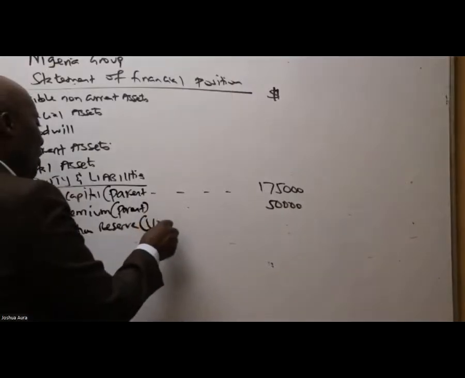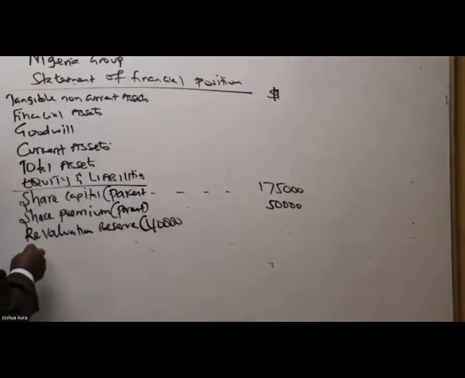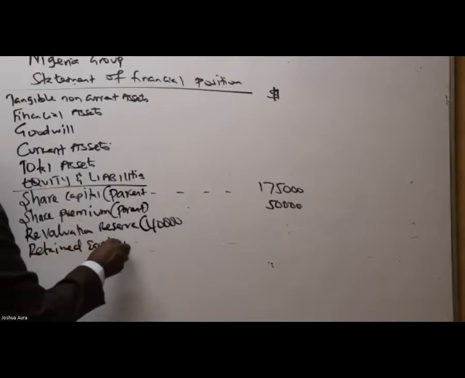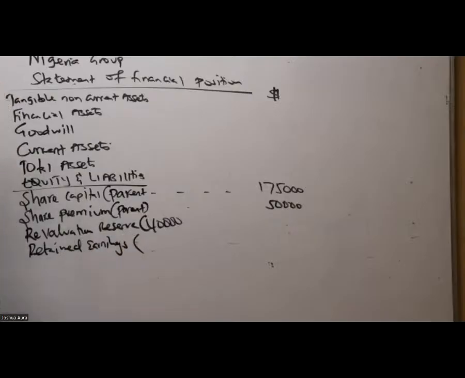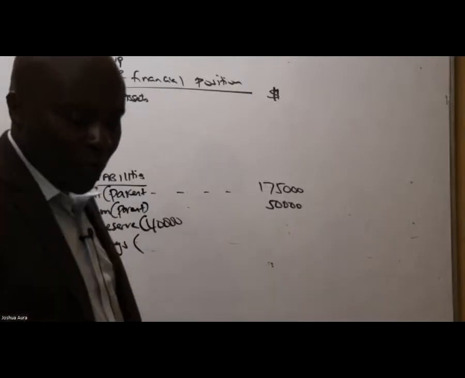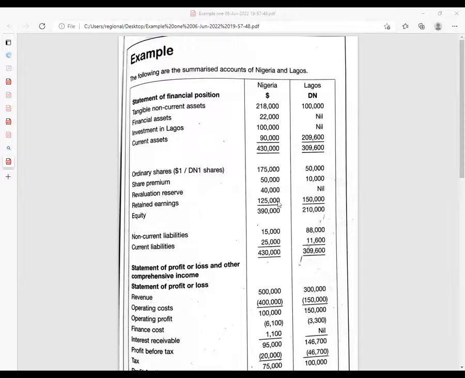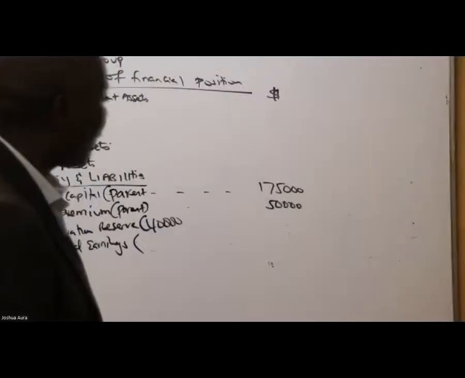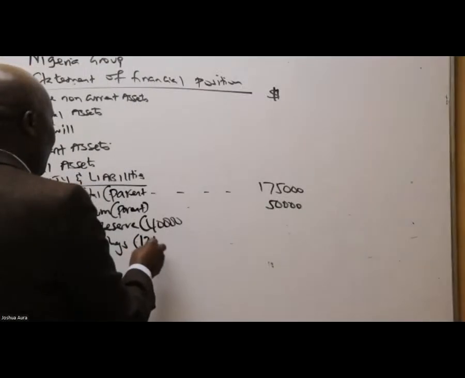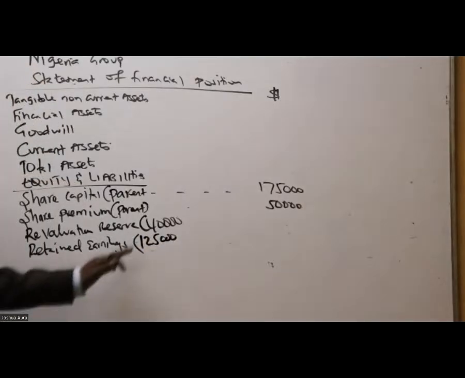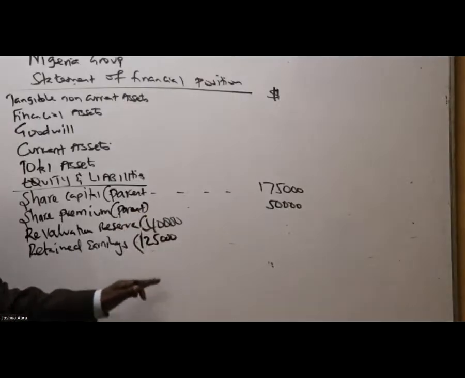So we have 40,000 here, just like retained earnings, which may need some adjustments. So you pick the one of the parent only, with room for making adjustments later on with any post-acquisitions. So retained earnings, 125,000, like that. I'm putting them here because later on I'll be doing some adjustments.